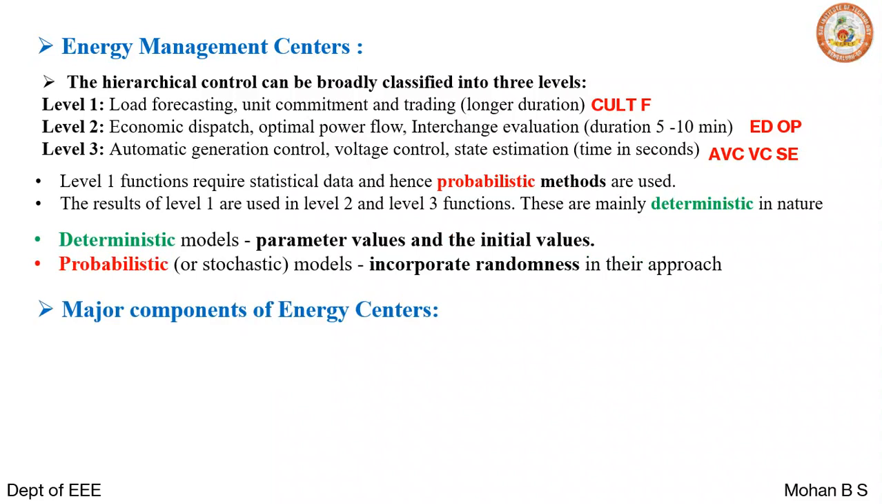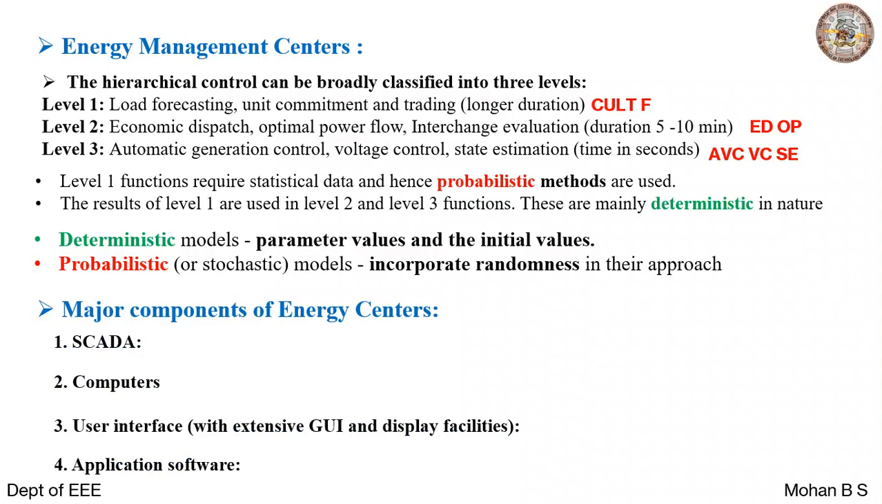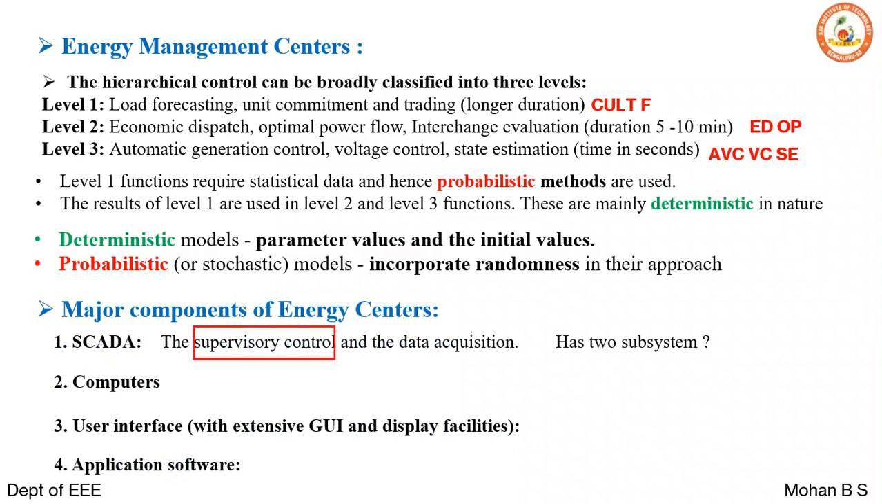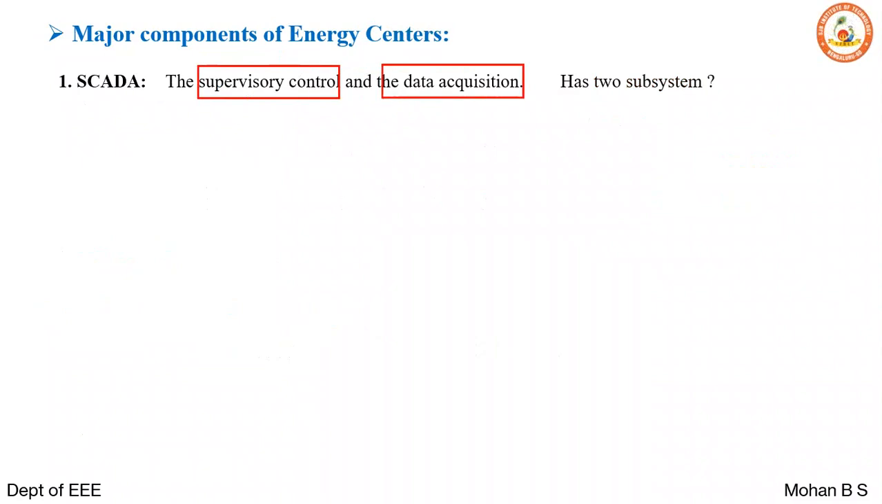And now let us see the major components in an energy system. So the major components are SCADA, computers, user interface, that is GUI or UI, and then application software. The supervisory control and data acquisition system has two subsystems. What are these two? Supervisory control is one, and the other one is data acquisition. And let us see the rest in upcoming slides.